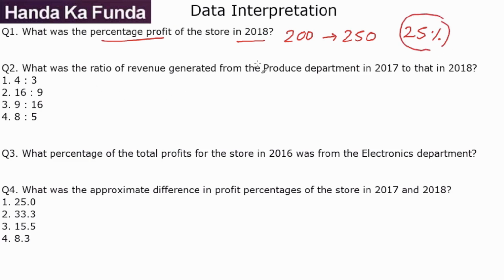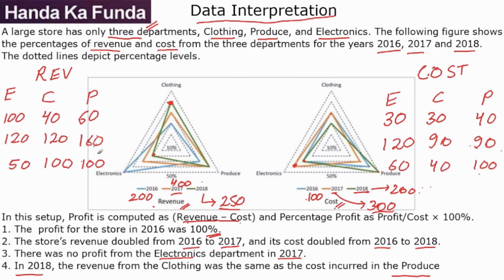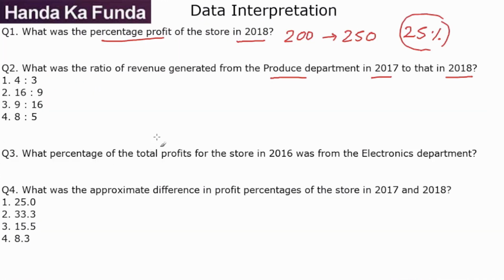What was the ratio of revenue generated from produce in 2017 to 2018? So revenue from produce in 2017 was 160, 2018 was 100. So I'm looking at the ratio of 160 is to 100, which is nothing else but 8:5. Do I have that in the options? Yes, I have that as option 4.